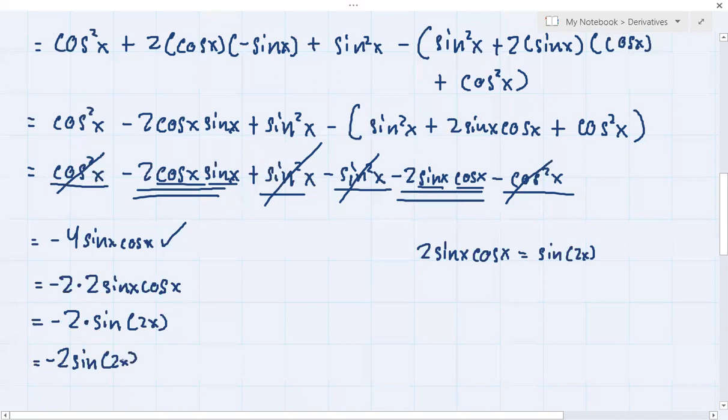O, di ba, ang haba na nga ng solution natin, pero ang sagot ay maikli. So, this is the most simplified and final na sagot. So, anyways, the last example, I hope you have learned something.